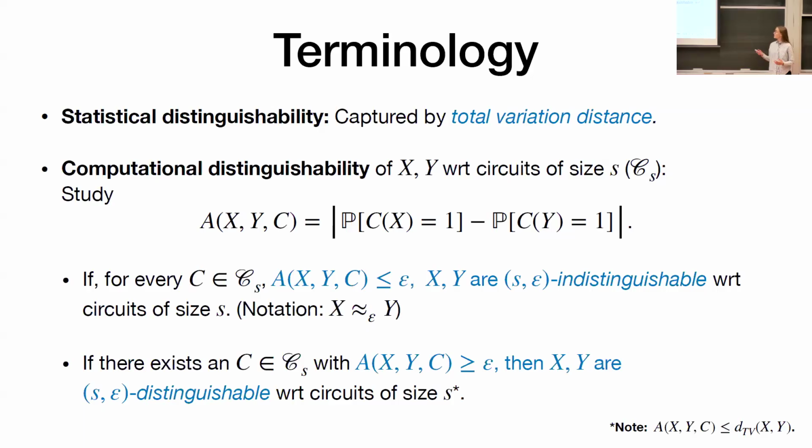We say that X and Y are (S, epsilon) indistinguishable if for every size S circuit, the advantage is at most epsilon. On the other hand, we say that they're epsilon distinguishable if there exists a circuit of size S with advantage at least epsilon. And we'll call this a distinguisher, particularly when epsilon is constant. One thing to note between the relationship between statistical distinguishability and computational distinguishability is the advantage can never be more than the total variation distance. Indeed, this is capturing how the statistical distinguishability is measuring the difficulty of any approach at distinguishing between the two.